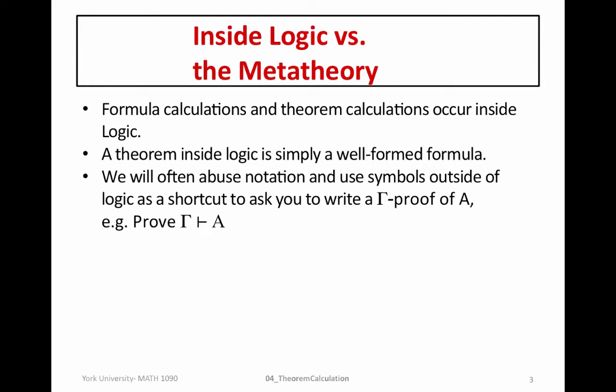We will, however, often abuse notation and use symbols outside of logic as a shortcut to ask you to do something. So for example, when we want to ask you to write a gamma proof of A, which you will do inside logic, we'll simply ask you to prove gamma proves A. This is a statement outside of logic because, for example, this symbol, meaning proves, is not within our Boolean alphabet. So the only thing that's inside logic is the well-formed formula A that we're asking you to prove.